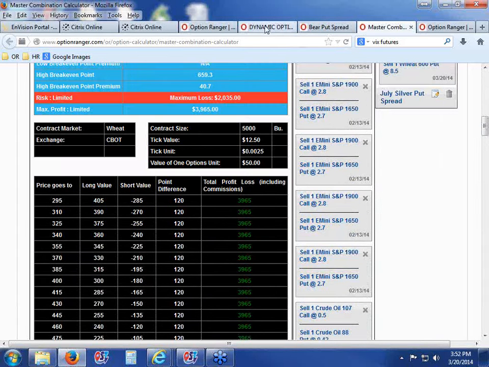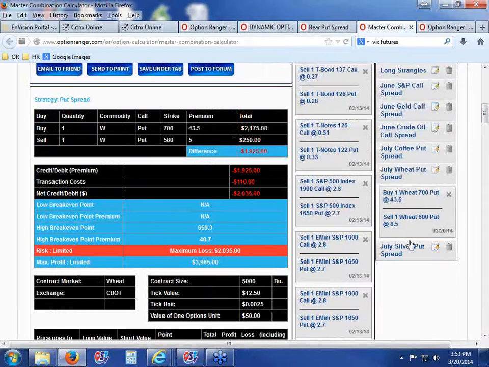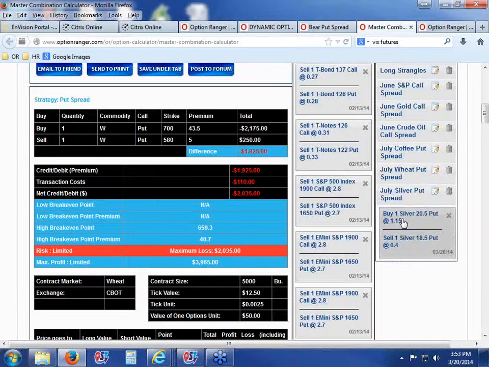And that change of mind can be followed in the dynamic option strategy section. Finally, we have a third example today, if there are no questions on this, which is a July put spread.